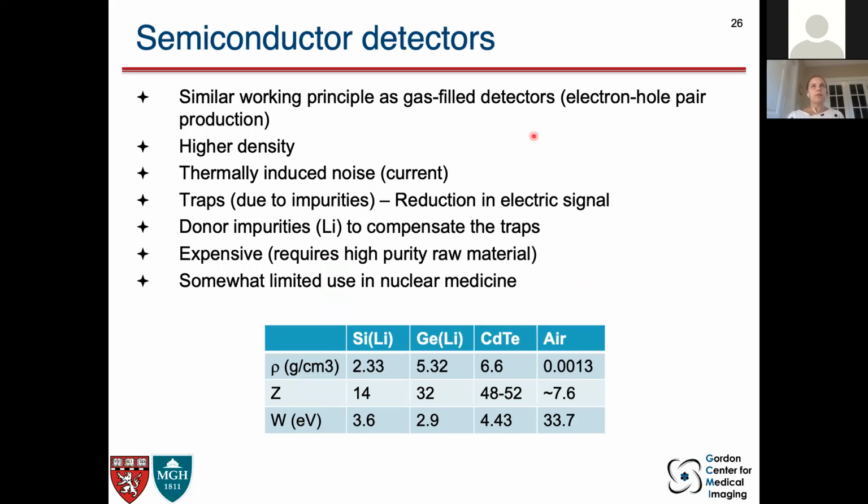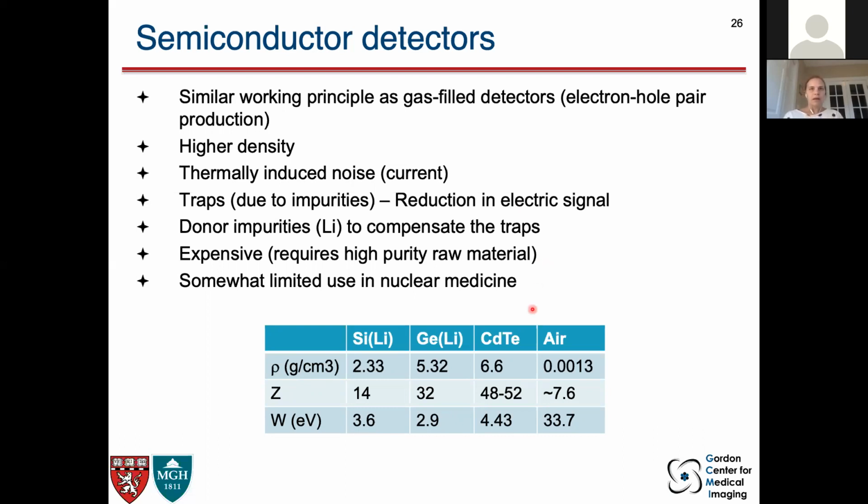The second type is semiconductor detectors, and they have a similar working principle as the gas-filled detectors. They respond to radiation by electron-hole pair production. Then you apply a bias voltage across your detector volume to make the charge drift to the anode and the cathode to generate a measurable current. The difference between semiconductors and gas-filled detectors is that semiconductors are solid, so much higher density. So they can also be used to detect gammas and X-rays, because you will have higher interaction probability for these radiation types.